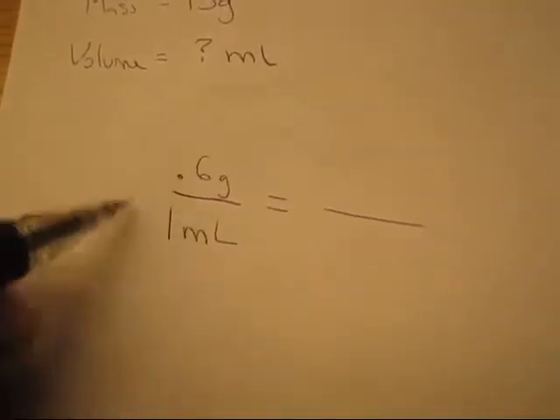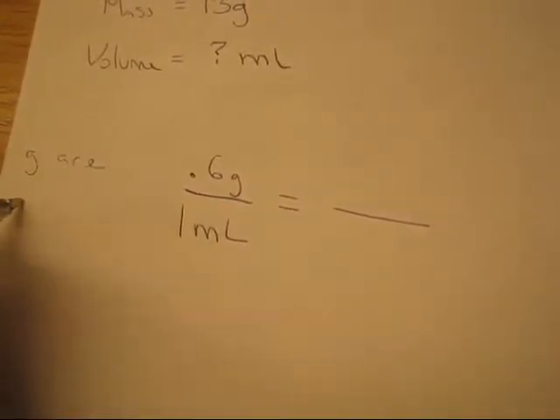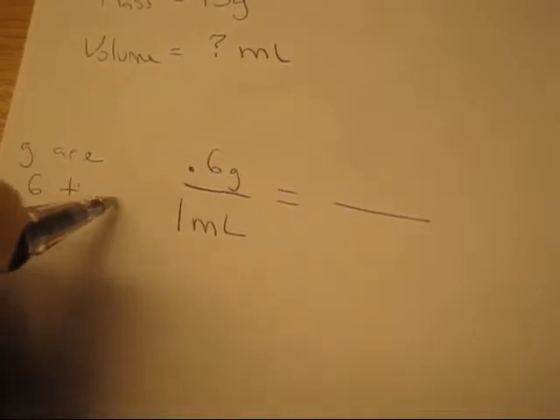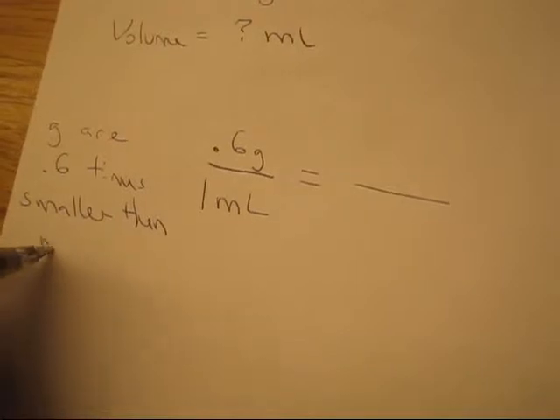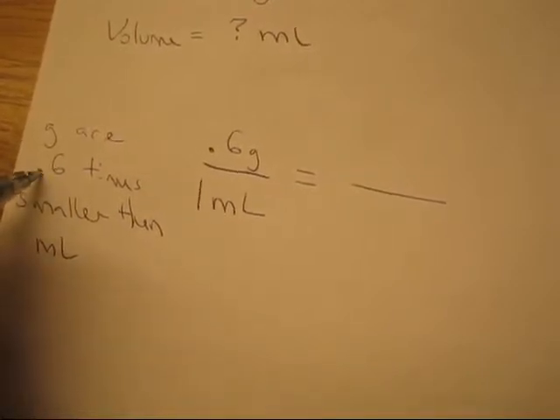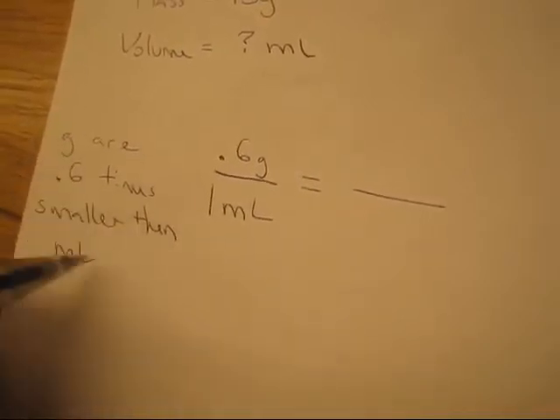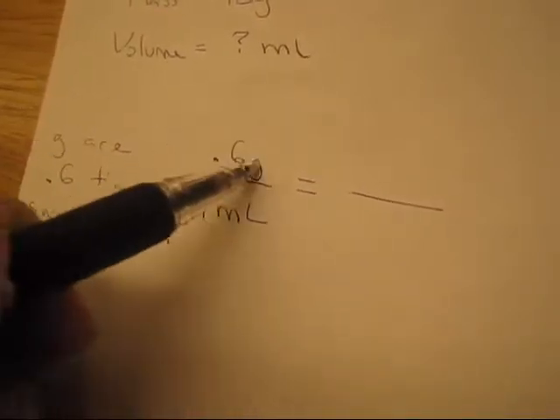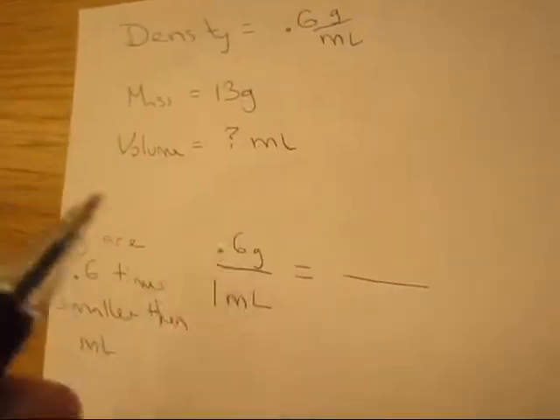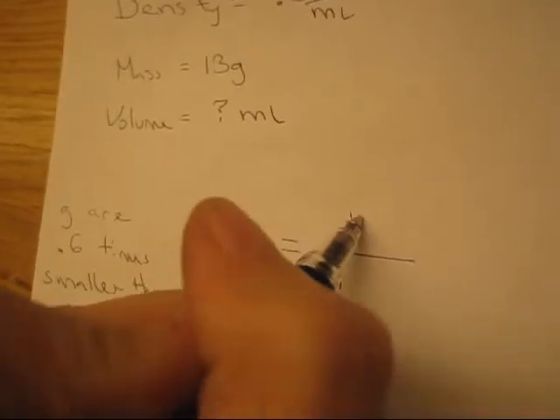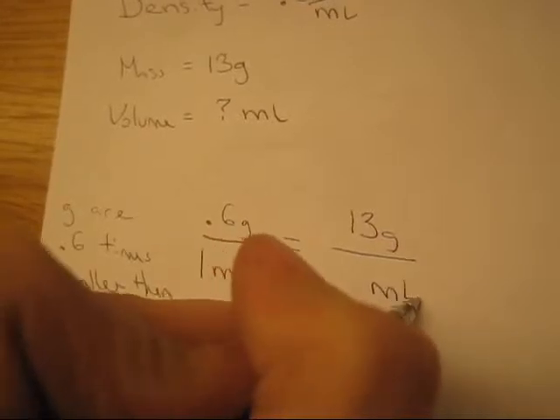If I was going to write a statement that talked about the relationship, I would say that grams are 0.6 times smaller than milliliters. And you could write the relationship over here many different ways. That's just one way. So if I want you to write a relationship for the density, that's what I mean. The grams are 0.6 times smaller than the milliliters. So over here, our mass is going to go on the top. Grams go on the top. And on the bottom, we're going to have milliliters. And I'm going to put a question mark.